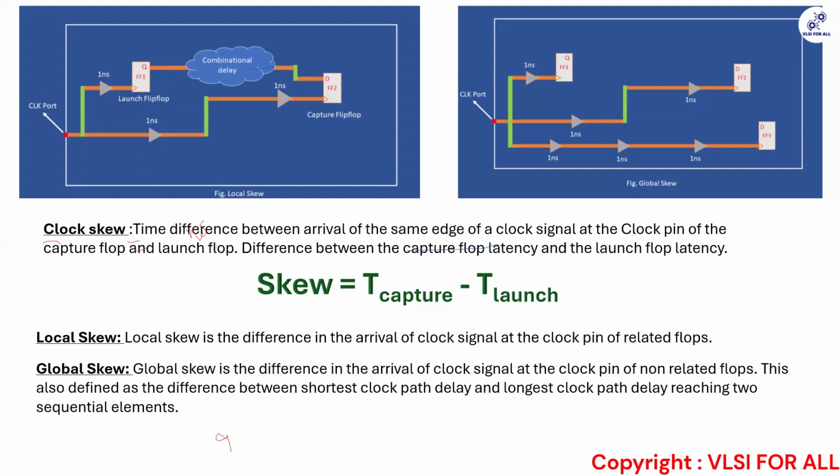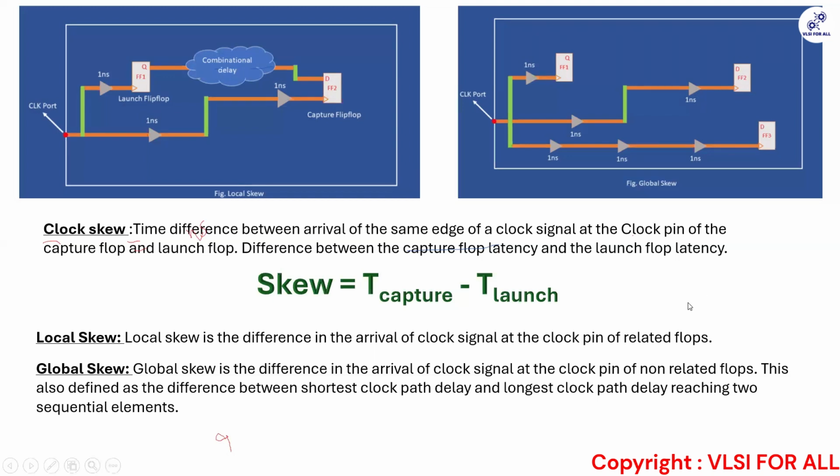So always understand, see this picture very carefully. I have shown it very simply, but there will be no design with only 3 flops. There will be more than thousands of flops in your design. So whenever somebody asks you about the global skew, it is nothing but a calculation from the clock port: the one which is taking the longest clock path delay, and the one which is taking the shortest clock path delay, and it will do a simple subtraction of it.